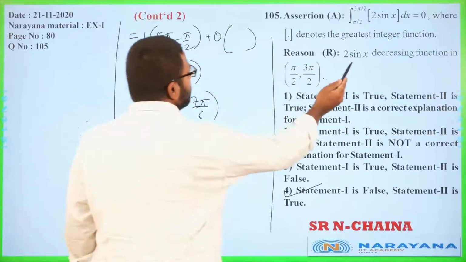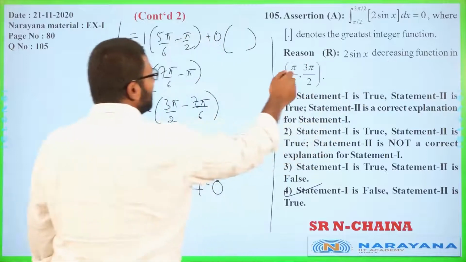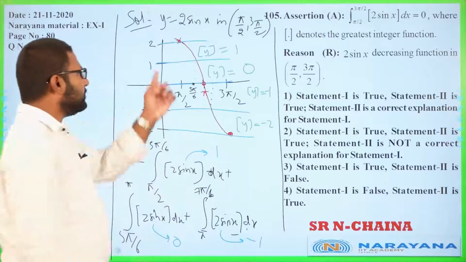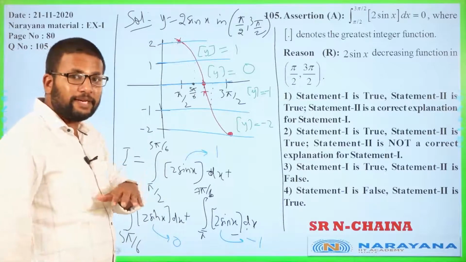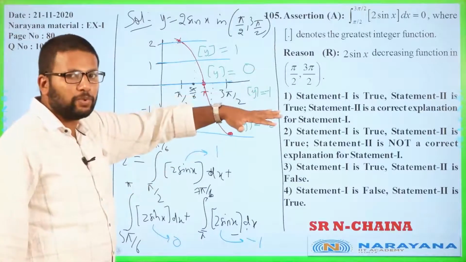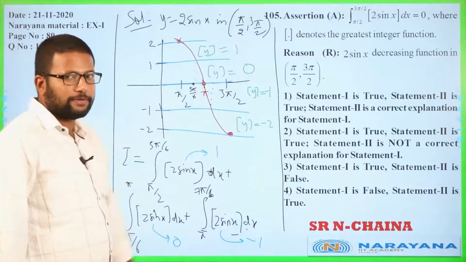Check. 2 sin x is a decreasing function in pi by 2 to 3 pi by 2, which we know is true because we drew the graph, right? Clearly 2 sin x is a decreasing function. Therefore, reason is anyway true, but statement 1 itself is false.